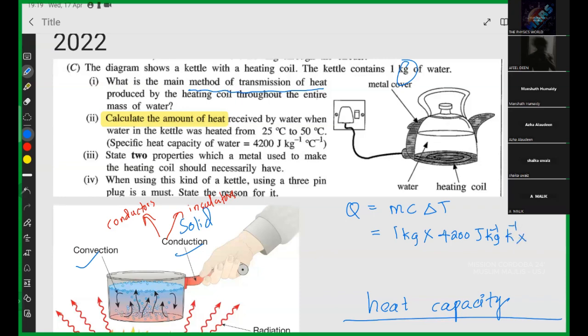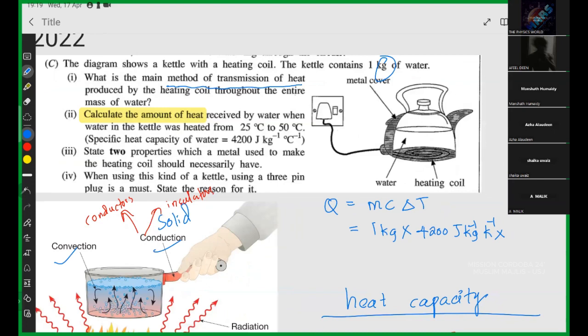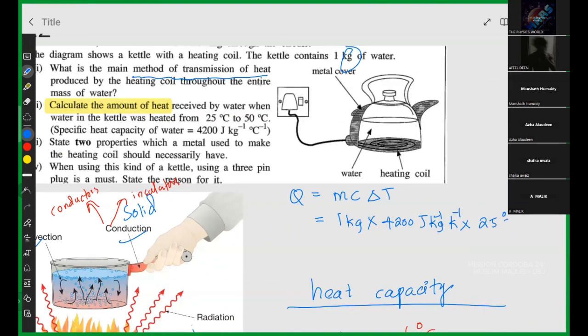And what is the temperature change? Delta T means temperature change. 50 minus 25, the final minus the initial temperature, is 25 degrees Celsius. But remember, the change in temperature is 25 degrees Celsius. You can consider that as 25 Kelvin as well, because the change in temperature will be the same. So it's okay if you write Kelvin also here. Can you calculate this to get the answer?